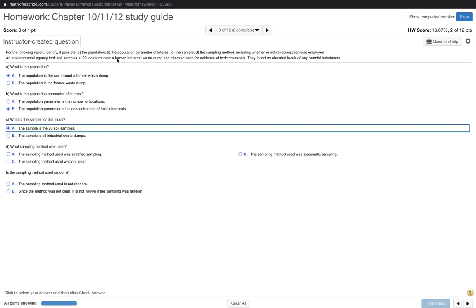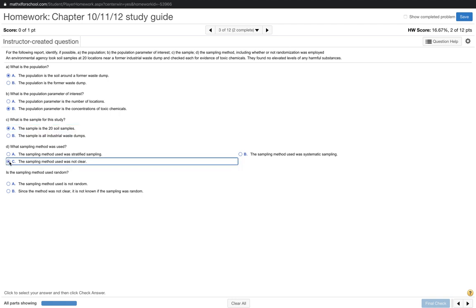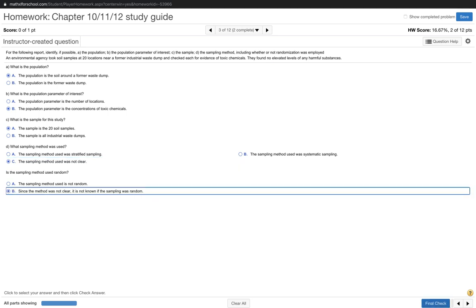I don't know about you guys, but it really doesn't explain how they decided on those 20 samples. So we simply don't know if it was stratified sampling. We don't know if it was systematic sampling or not. So really, we don't know what sampling method was used. Is the sampling method used random? Well, if we don't know what the sampling method used was, if it's not clear from this blurb up here, then we don't know whether it was actually random or not.